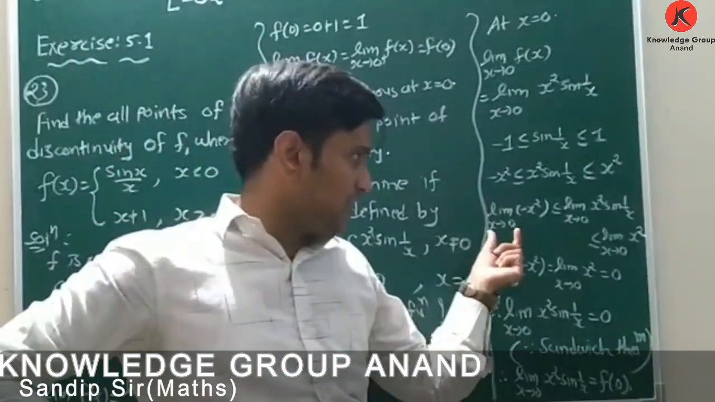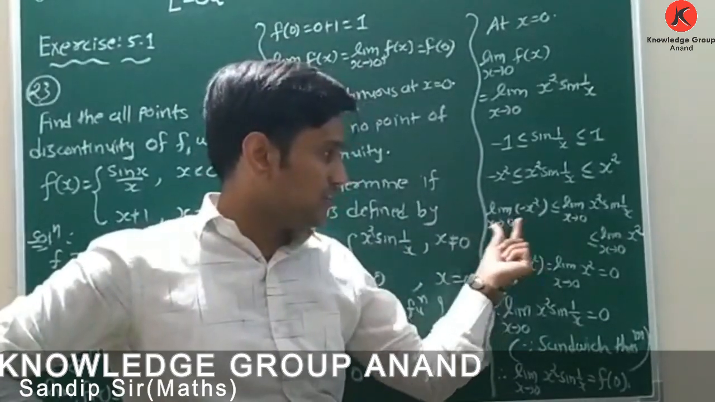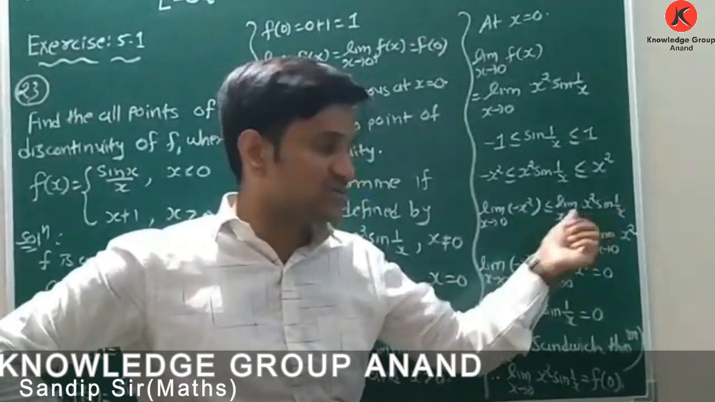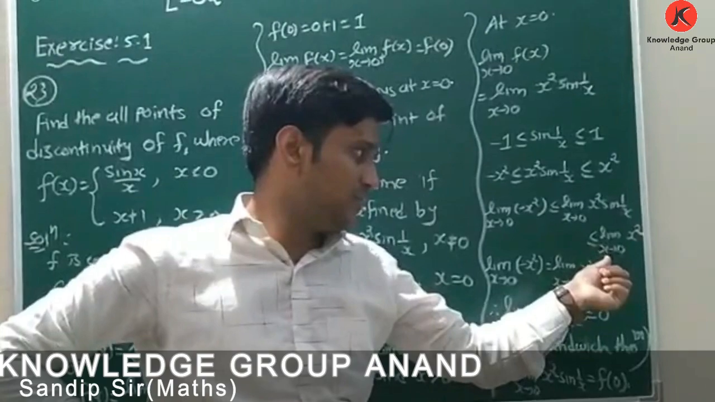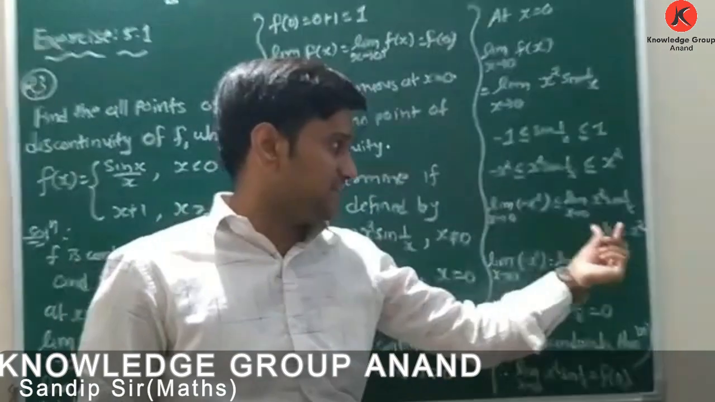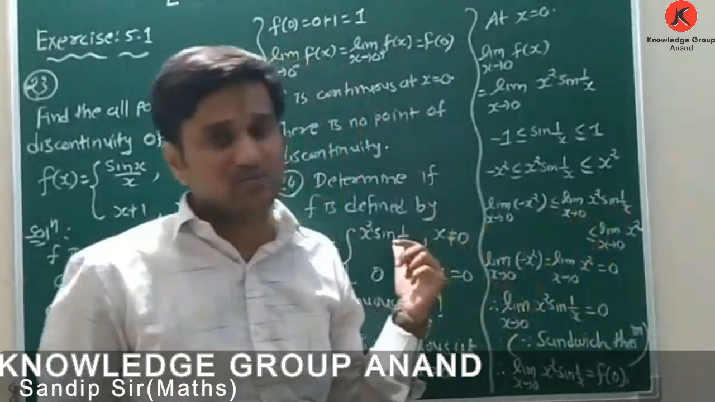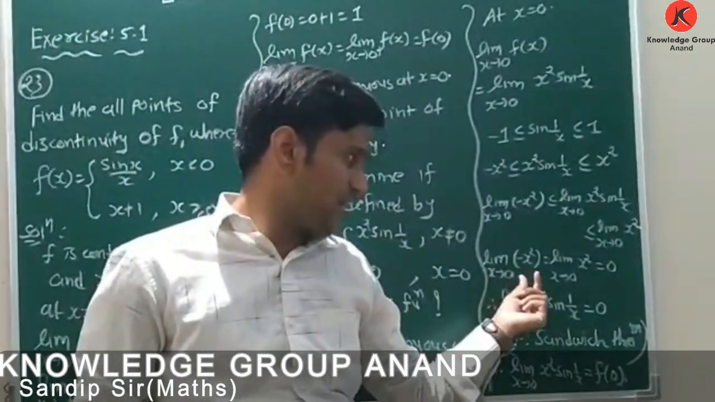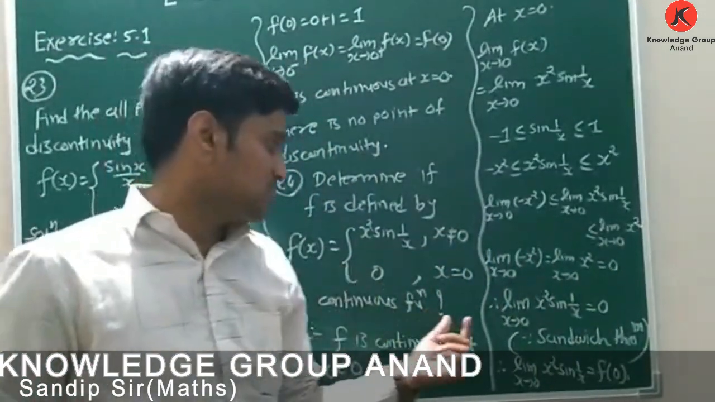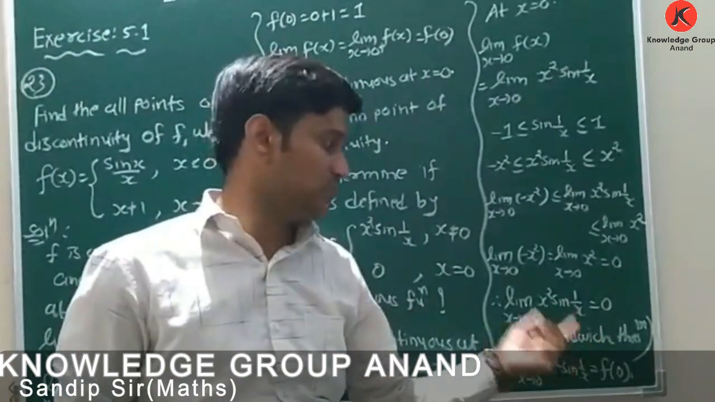Okay, and on all the inequality you have to put the limit. That means limit x tends to 0, minus x square is less than equal to limit x tends to 0 x square sin 1 upon x, and less than equal to limit x tends to 0 x square. Okay, the sandwich theorem says that if the left hand side limit and right hand side limit give the same answer, then the middle term in the inequality will have the same answer. That means limit x tends to 0 minus x square is equal to limit x tends to 0 x square, giving the same answer, which is 0. So we can say that limit x tends to 0 x square sin 1 upon x is equal to 0 according to the sandwich theorem.